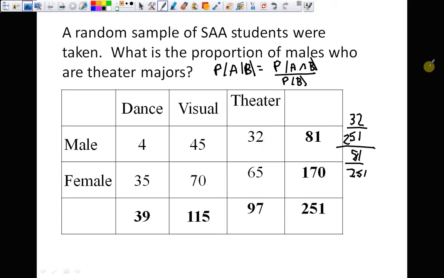So if we're dividing a fraction by a fraction, we know we can multiply by the reciprocal. So what I'm actually doing here is multiplying this by 251 over 81. Okay, this goes away now. And 251 divided by 251 is 1. So what I'm left with is 32 out of 81, which is what we got when we looked at the table originally. We said, given that we were male, we were in this group, the probability of being a theater major was 32 out of 81.